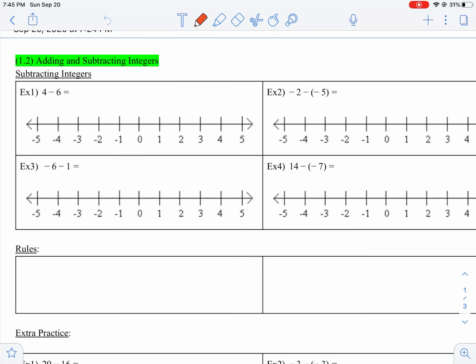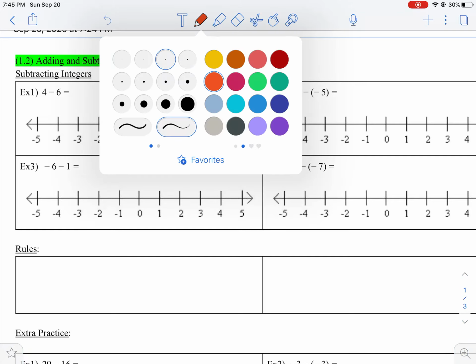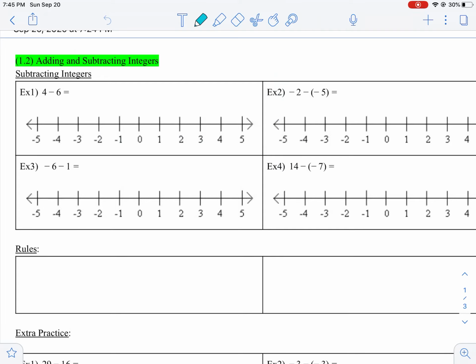So in the last video, we learned how to add integers, and in this video, we are going to learn how to subtract integers. Now, using a number line could make it very easy, and we also have a couple tricks and rules to get us the correct answer.